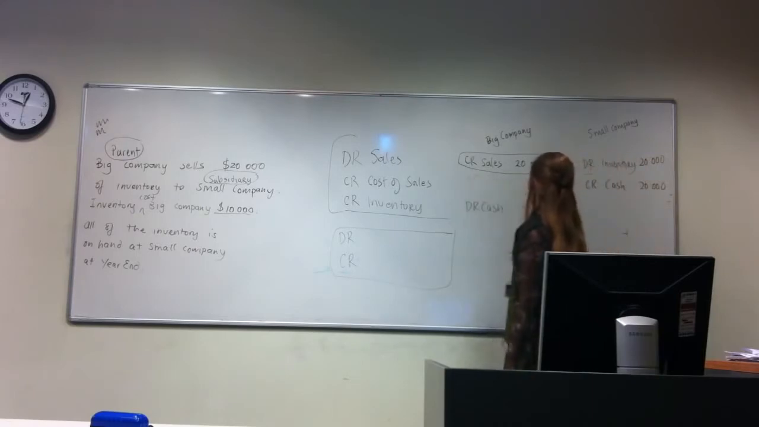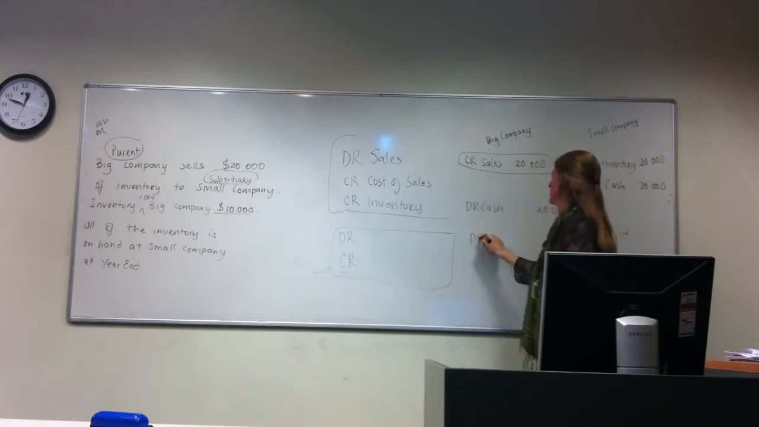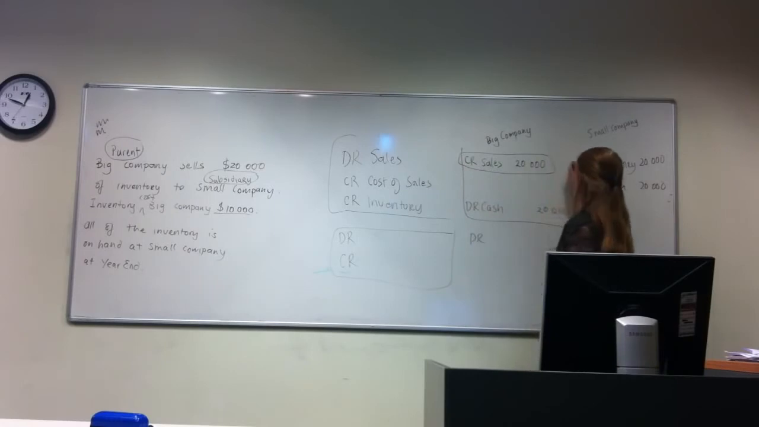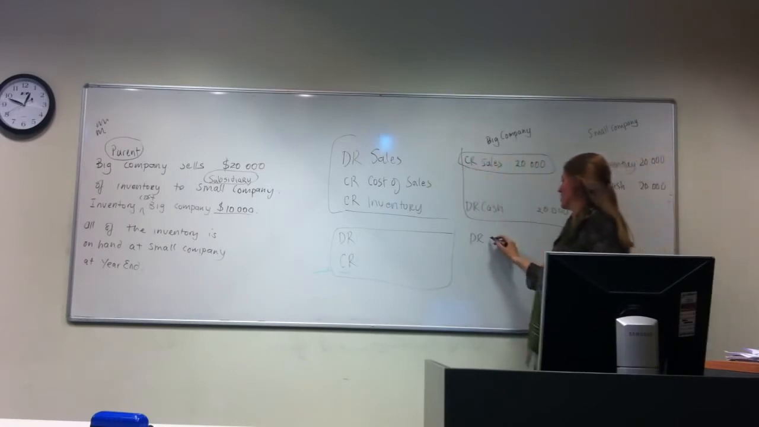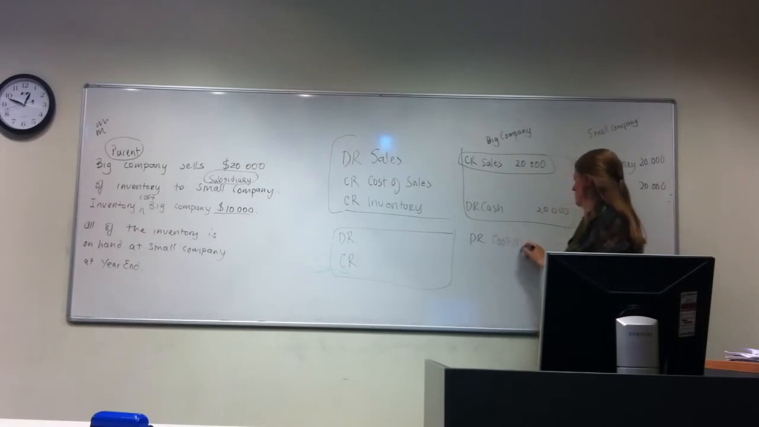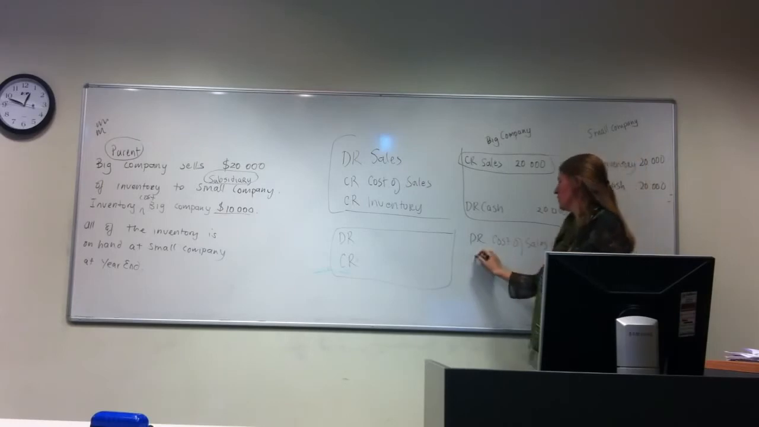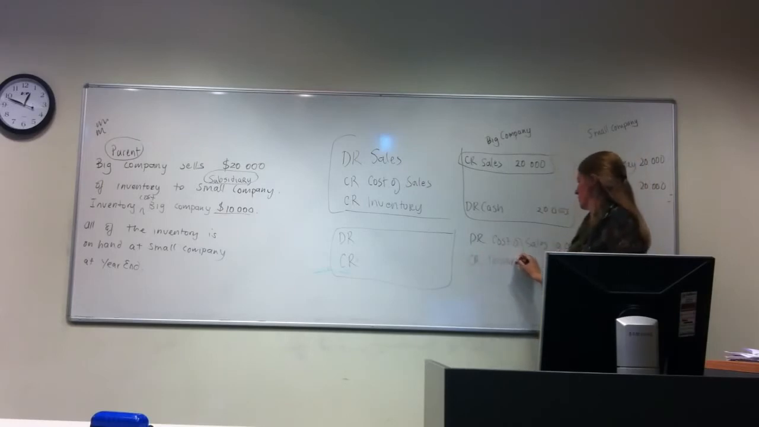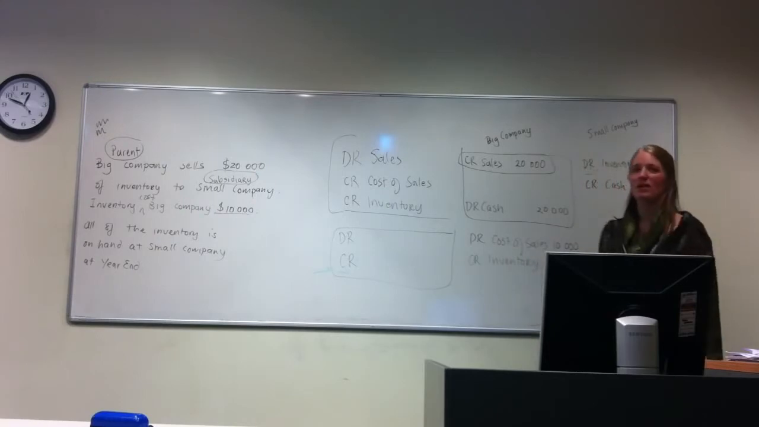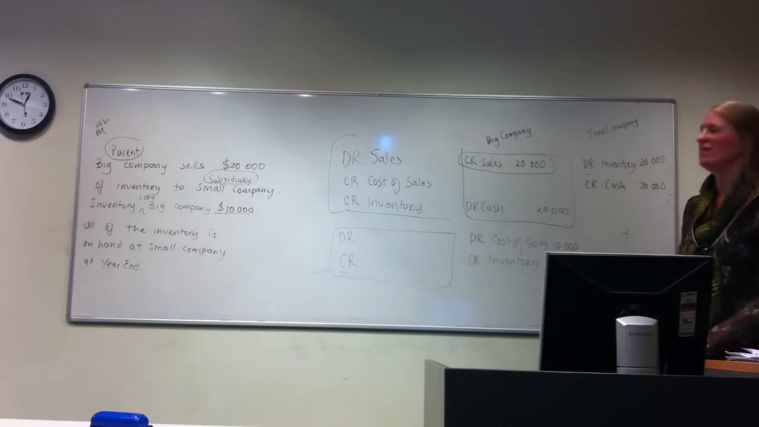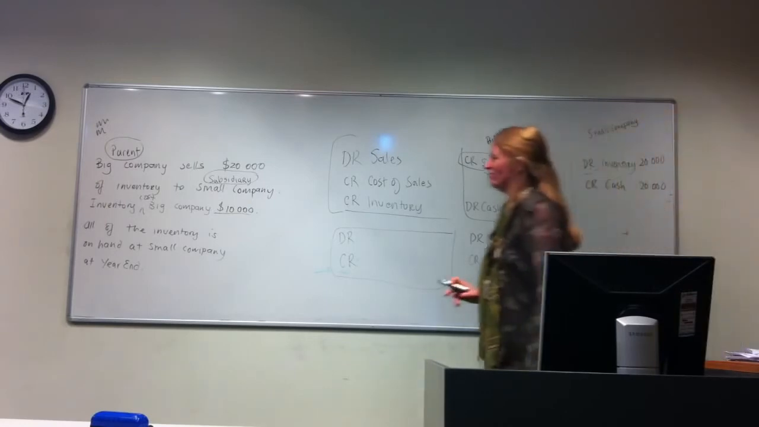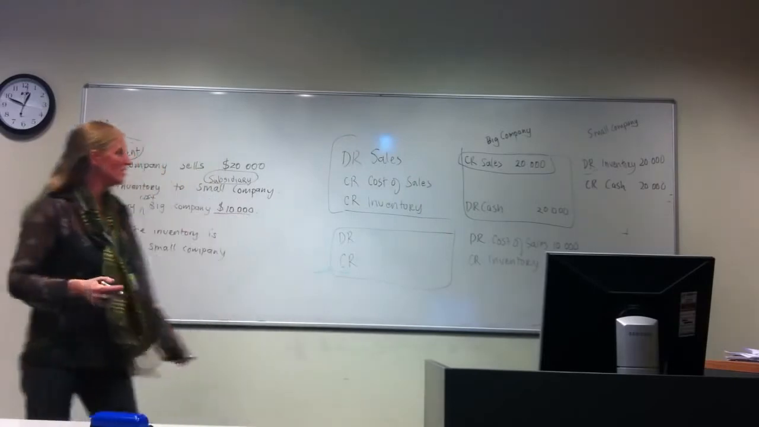So basically, if we just turn this around a bit, obviously those two are going to go together. We're going to have a debit cash 20, credit sales of 20, and we're going to have debit cost of sales 10, and we're going to credit inventory. Obviously assuming that we're using the perpetual method of accounting for sales and inventory, etc.